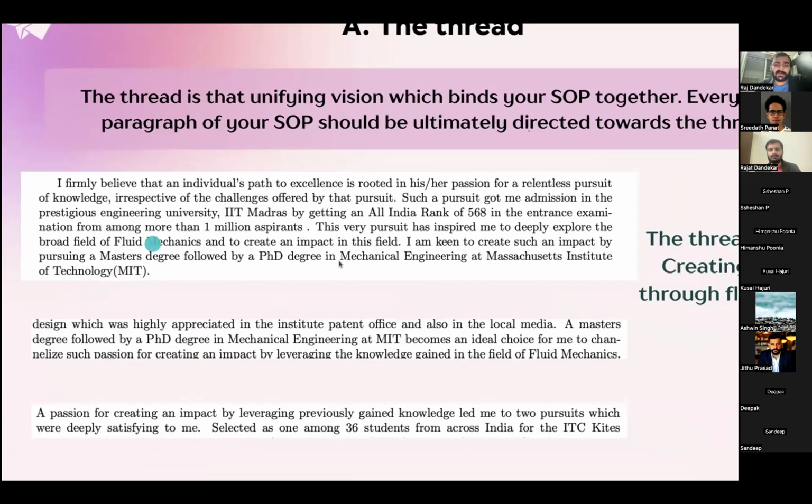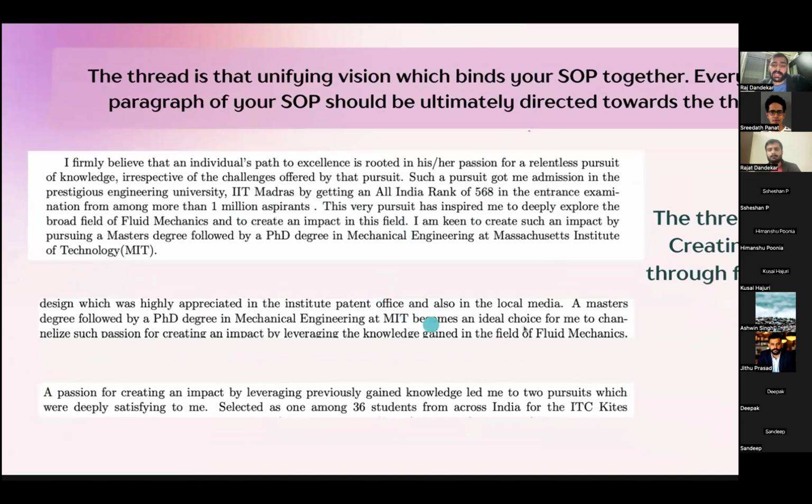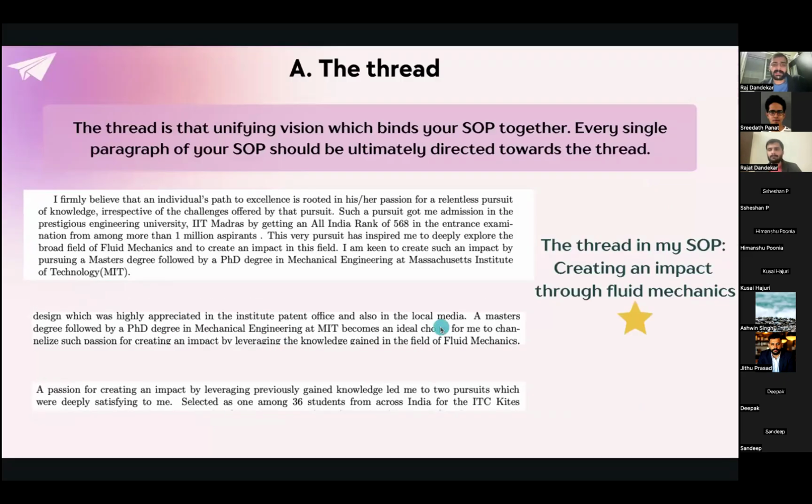So here you see in the first paragraph, I've written that this very pursuit has inspired me to deeply explore the field of fluid mechanics and to create an impact in this field. Later, in another paragraph, I've written a master's degree followed by a PhD at MIT becomes an ideal choice for me to create an impact in fluid mechanics. When I show you my SOP later, you will see that at every single place, I keep on reiterating that my thread is fluid mechanics.